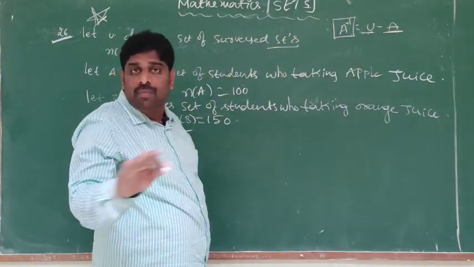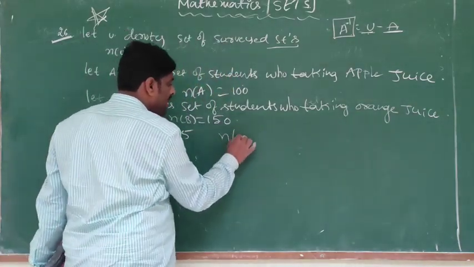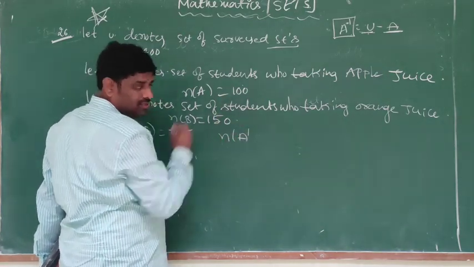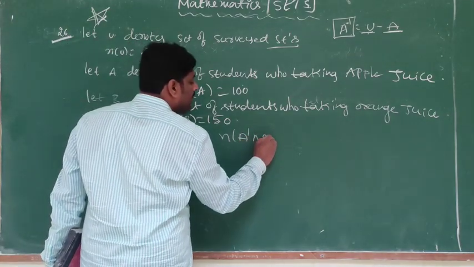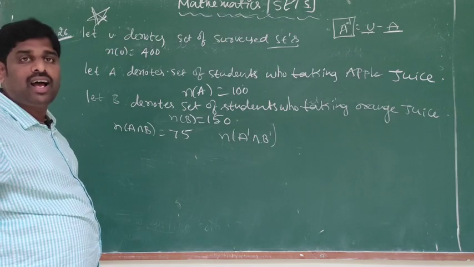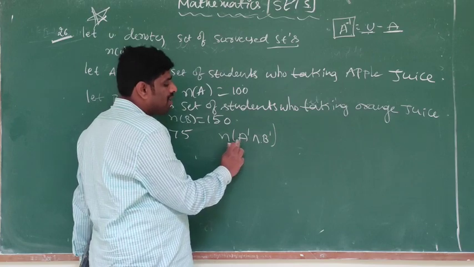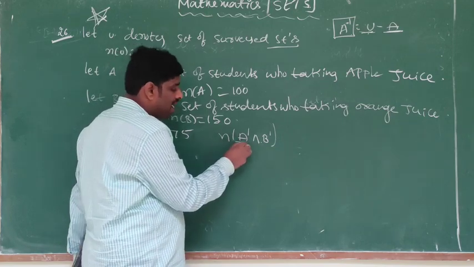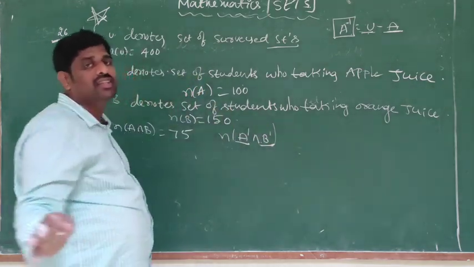Here, neither taking apple juice nor orange juice. We have to find not A, that is A dash, intersection B dash. A dash means not A, B dash means not B. They will not take apple juice as well as they will not take orange juice.